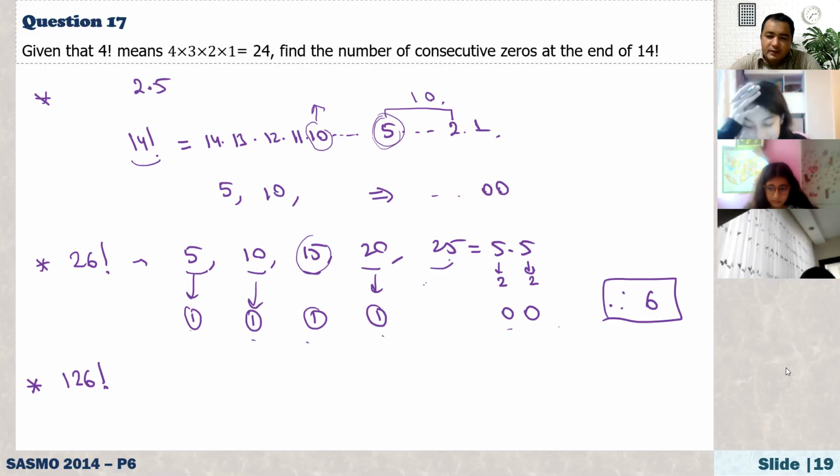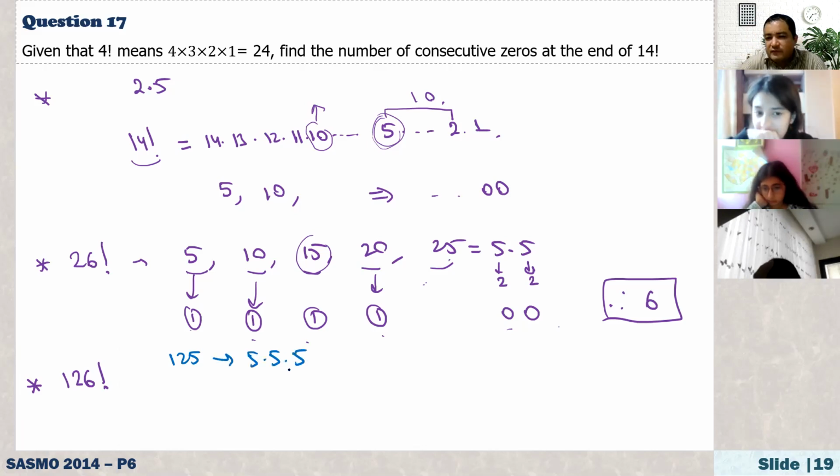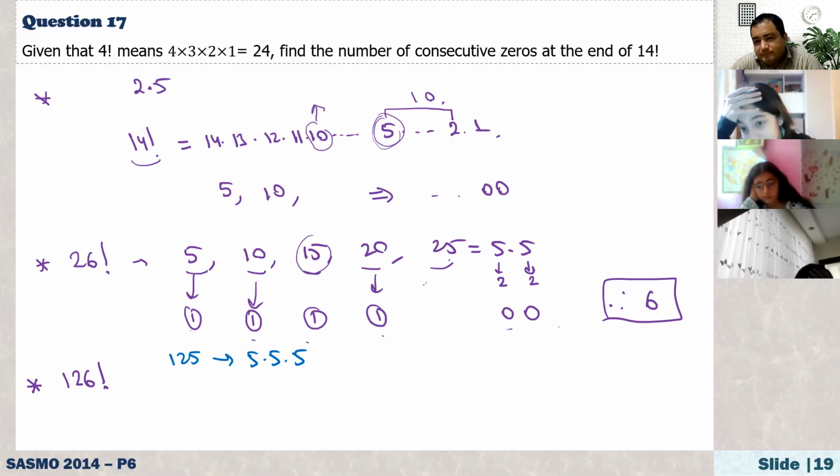Nigar, your answer is the closest, but you're just missing one. You know why? Because in 125, how many fives do we have here? 3. 5 times 5 times 5. So at that time it will be 31.